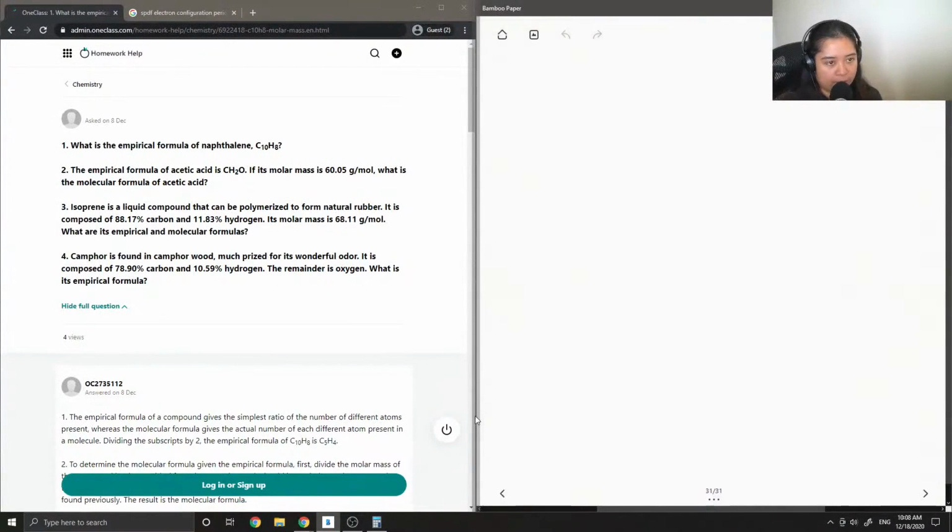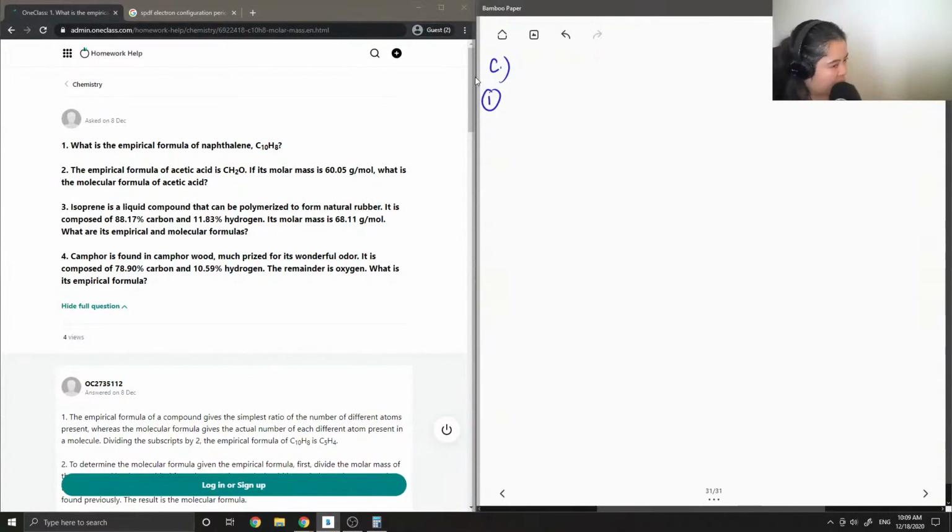So I'm going to start a new page and do part C. Isoprene is a liquid compound that can be polymerized to form natural rubber. It is composed of 88.17% carbon and 11.83% hydrogen. Its molar mass is 68.11 grams per mole. What are its empirical and molecular formulas? So this is pretty much taking what we already know, and it makes it a little bit more difficult. But again, I'll just break it down into different steps.